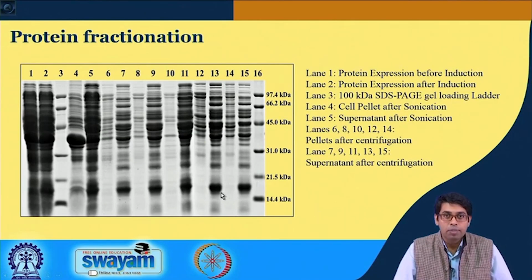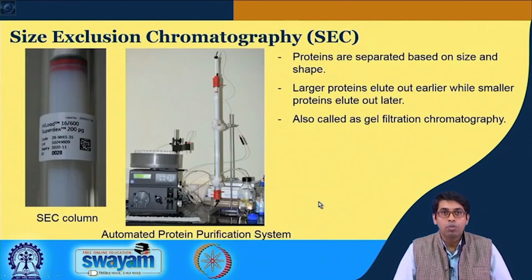So, after this step this protein can actually be put into a size exclusion chromatography, where proteins are separated based on their size and shape. The larger proteins elute out faster, while the smaller proteins elute out later. So, it is also called gel filtration chromatography. This is a typical gel filtration column, and this is an automated protein purification system which runs the buffer and this protein through this column and monitors the UV absorption of the solution that is coming out of this column.